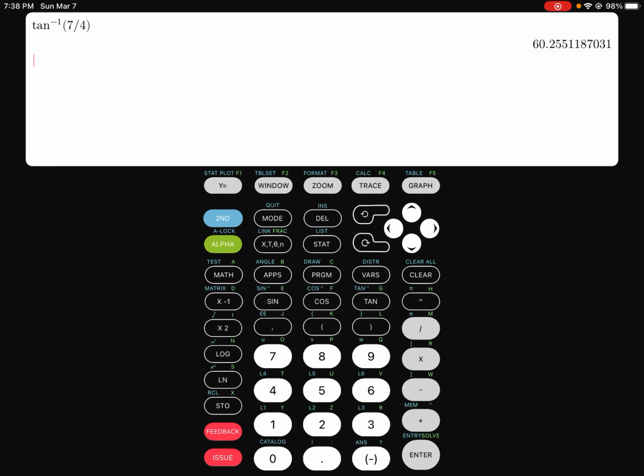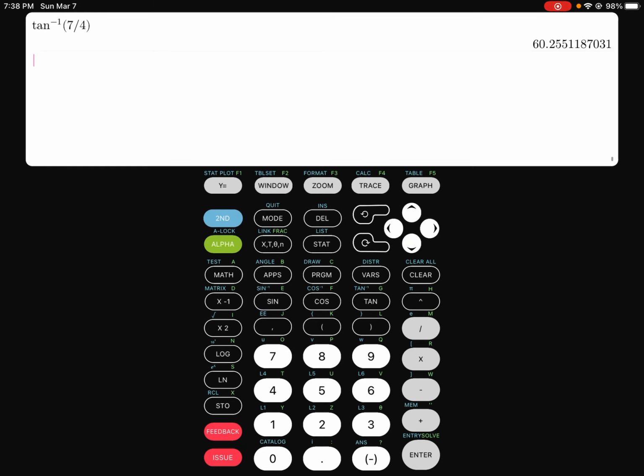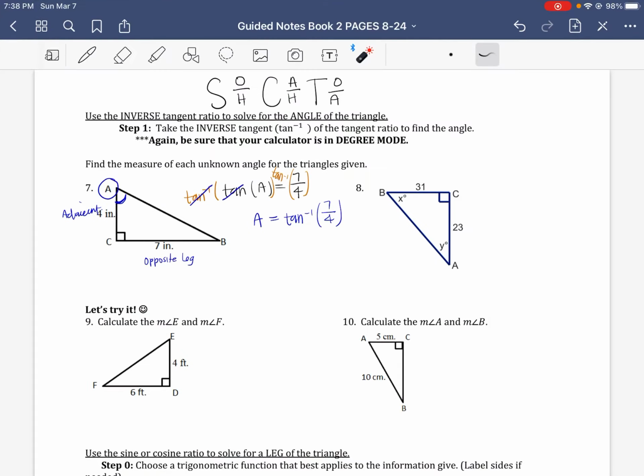So I'm going to push mode, which is right by your second button. Notice down there, mine's on the third line. I'm in degree mode, so I'm good. So that should represent about 60.255 degrees. And if you look at this, it doesn't really tell us where to round, so we'll just round to 1 decimal place. So we're going to end up with A is equal to 60.3 degrees.